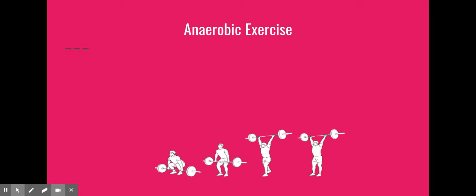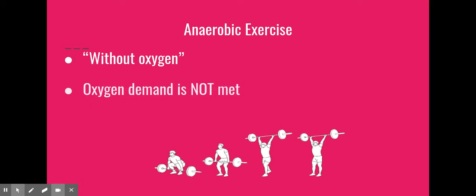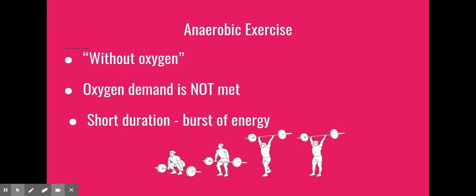Anaerobic exercise, whenever you put the word "an" in front of a word, it changes the meaning to the opposite. So anaerobic means without oxygen. During anaerobic exercise, the oxygen demand is not met, and therefore it is of short duration, a short burst of energy. Some examples would be lifting weights, sprinting. Because the intensity is so high, the oxygen demand is not met.